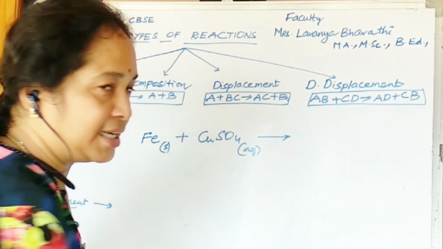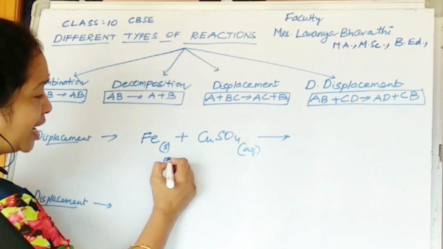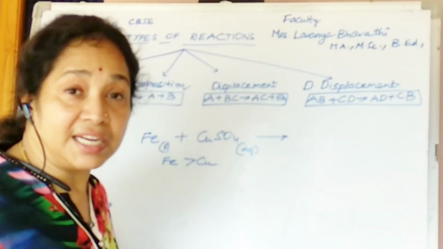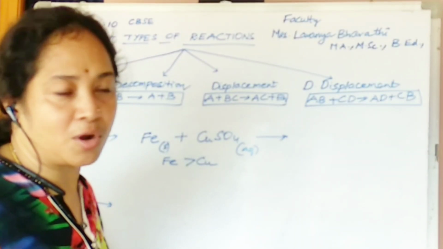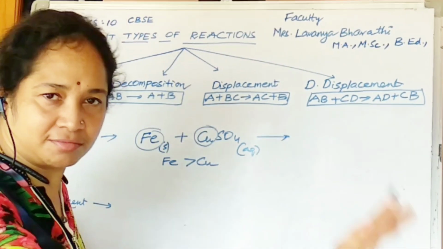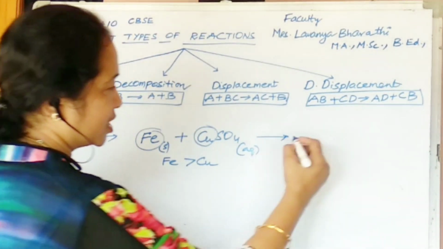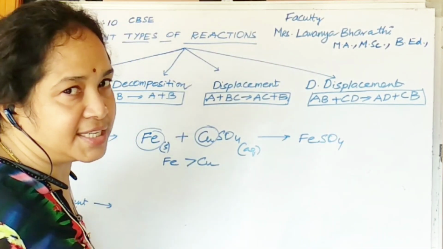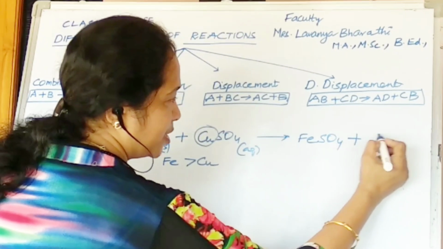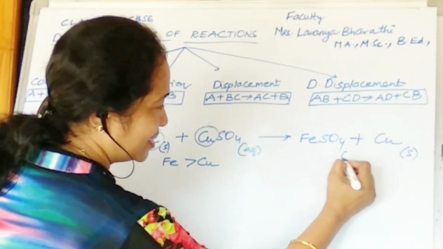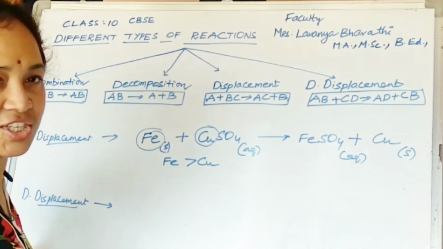Then what is happening? As I told you, iron is more reactive than copper. Iron is a highly reactive element when compared to copper. Now this iron is displacing copper. It pushes the copper out. And what is formed? FeSO4, ferrous sulfate or iron sulfate is formed. And what is happening to the copper? Copper is coming out in the form of solid. And this is aqueous. This is the reaction.